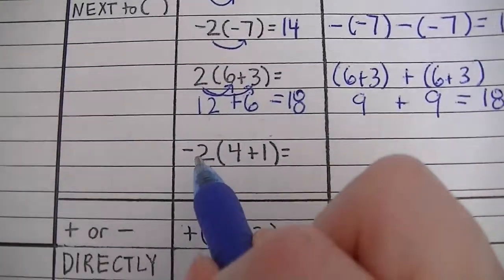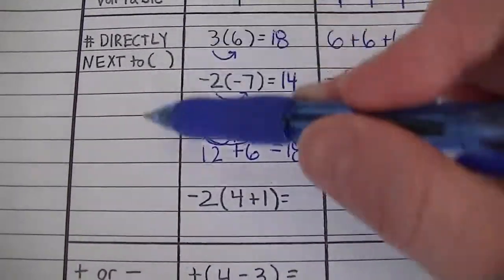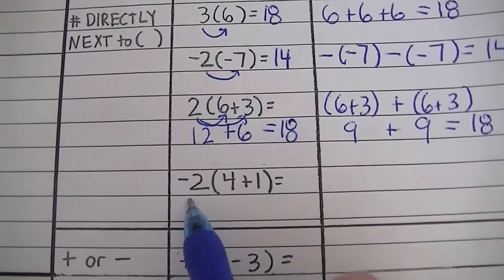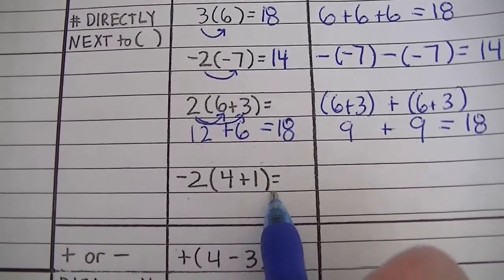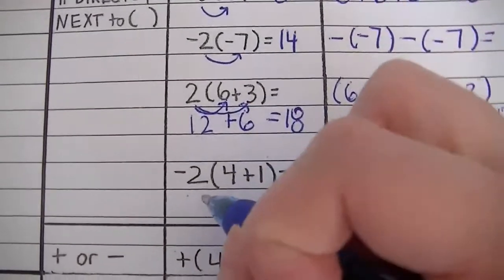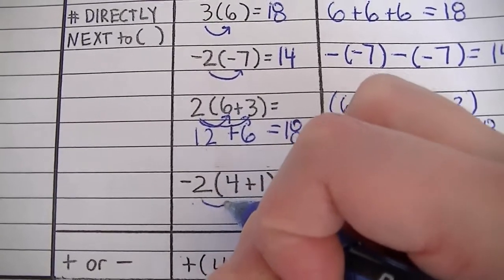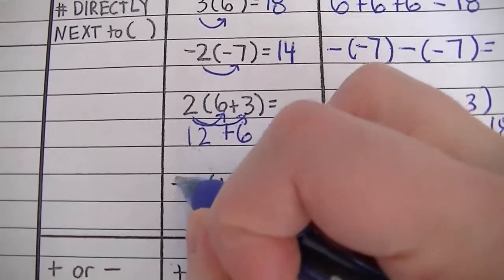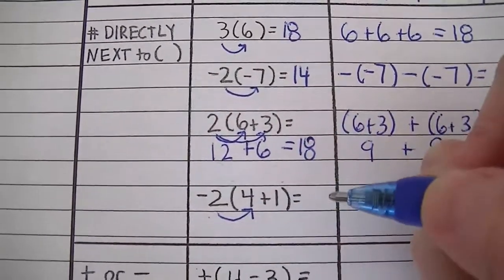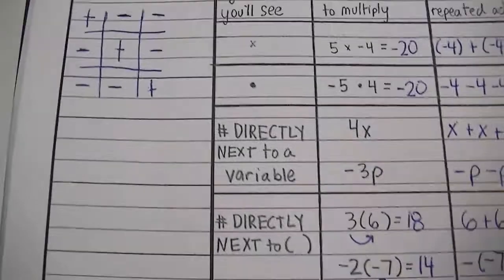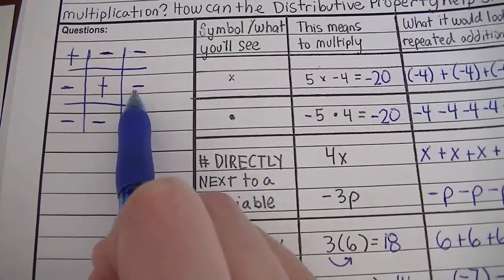All right, this last problem in this little section right here that's describing a number next to parentheses, meaning multiplication, is -2 times the quantity of 4 plus 1. So here's what you do. Again, I'm just going to draw those arrows simply because it helps myself remember it. That's my preference. So look, I have a negative times a positive. -2 times positive 4. So let's see, this column, negative times positive gives me a negative answer.